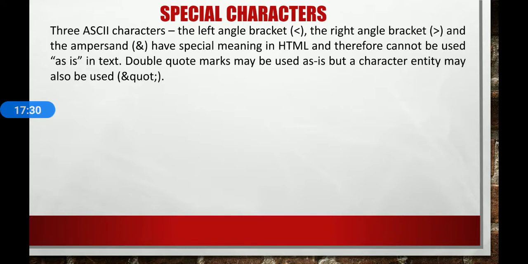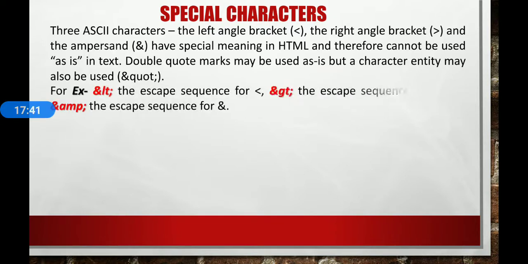Double quote marks may be used as is, but a character entity may also be used: ampersand quot for the double quotes. Here, &lt; is for the left angle bracket, &gt; for the right angle bracket, and &amp; for the ampersand sign.